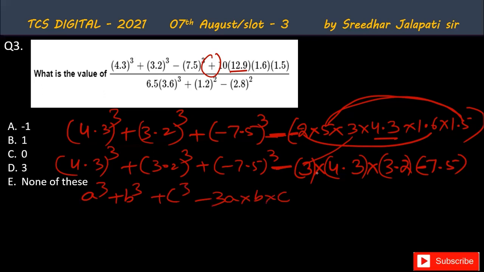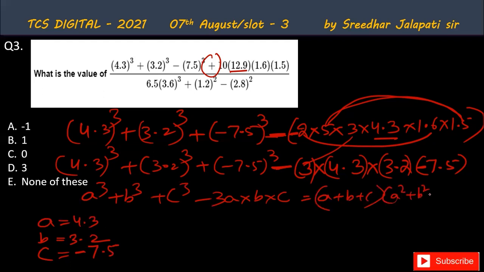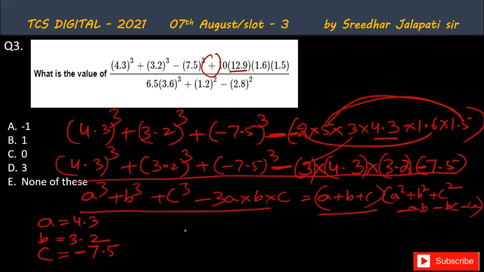So after modifying the terms, this is what we got. Here a is 4.3, b is 3.2, and c is minus 7.5. By the way, what is a cube plus b cube plus c cube minus 3abc? It is a plus b plus c into a square plus b square plus c square minus ab minus bc minus ca. Right? So, first of all, this whole expression is equal to a plus b plus c, that is 4.3 plus b 3.2, c minus 7.5, into that a square plus b square plus so on. I'm not writing that.